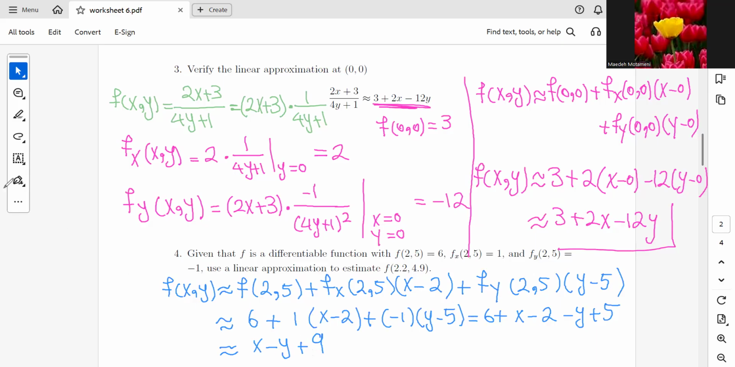So using this, that is the linear approximation of the function that we had information about, we're going to find this here. So f of a point near the given point will be found using the formula that we already found as approximation. That would be x minus y, which is 2.2 minus 4.9 plus 9, which will be 6.3 here.